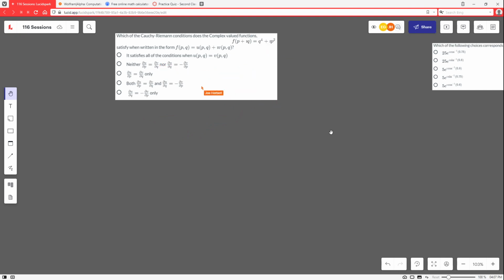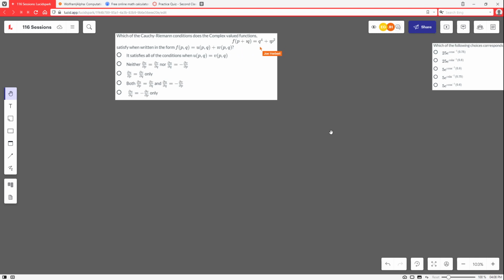So these conditions are, we can see in the questions, we've got du by dp is dv by dq, and we've got du by dq is equal to minus dv by dp. Those are the two conditions which are known as the Cauchy-Riemann conditions. The question is just asking which of those are true for this function f. So our function f works on complex numbers. It's got a real part and a complex part.